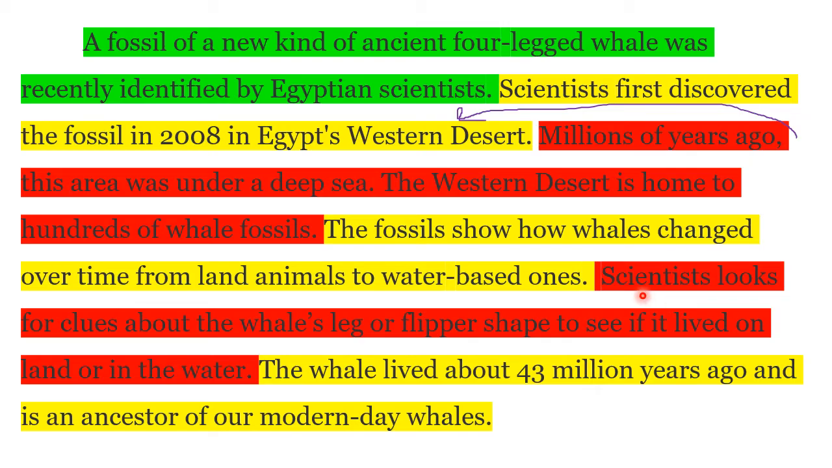This author said, scientists look for clues about the whale's leg or flipper shape to see if it lived on land or in water. So this elaboration here is being used to show the how. How do scientists do this? So they're again explaining how scientists use the fossils to know if the animal was land-based or water-based.